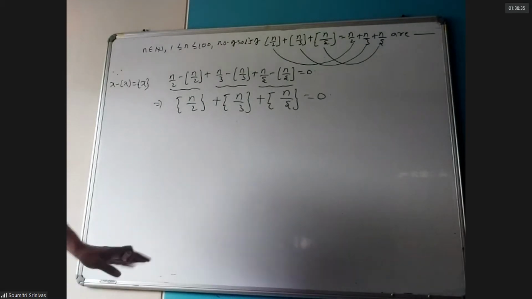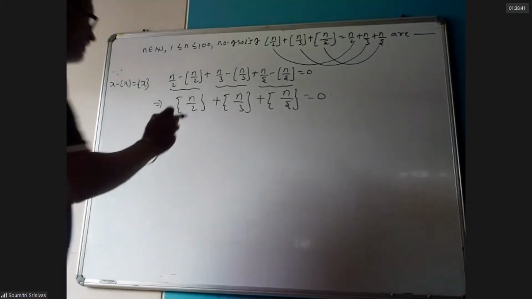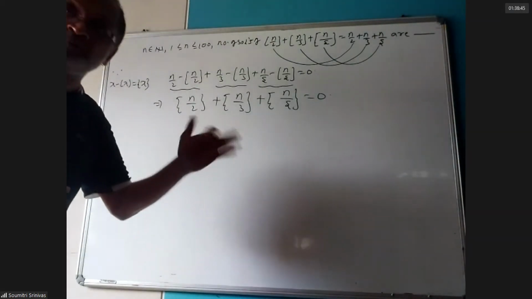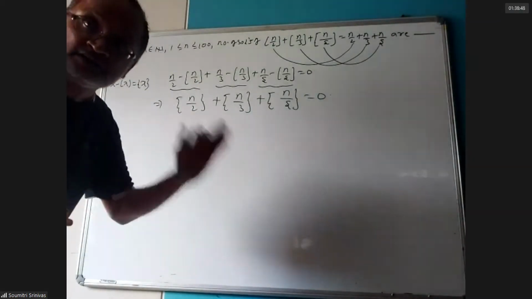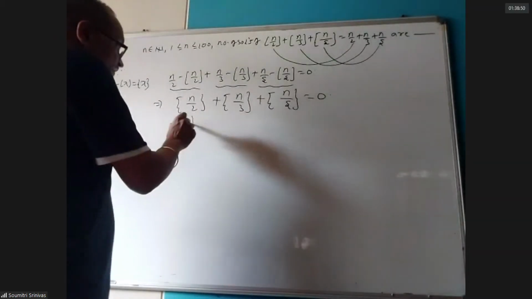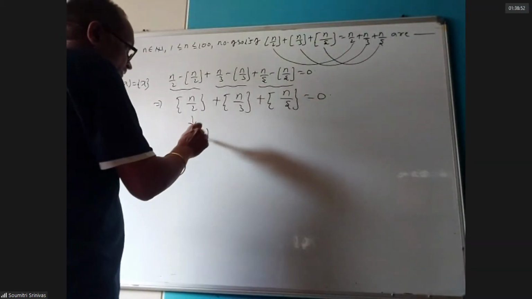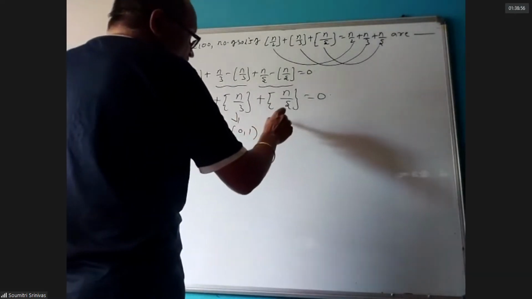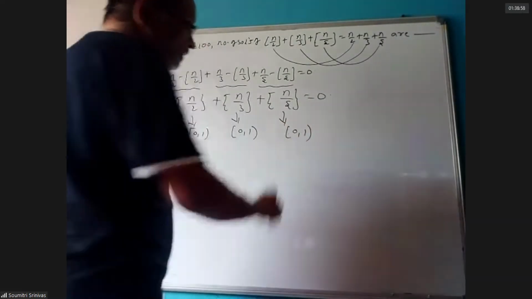Where will the fractional part of x lie between? Zero is included, 1 is excluded. The fractional part of x lies between 0 and 1. This will lie between 0 and 1.